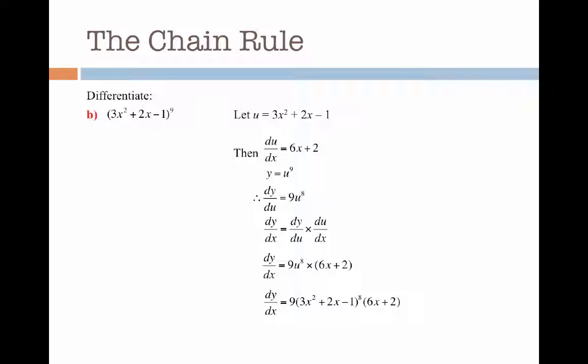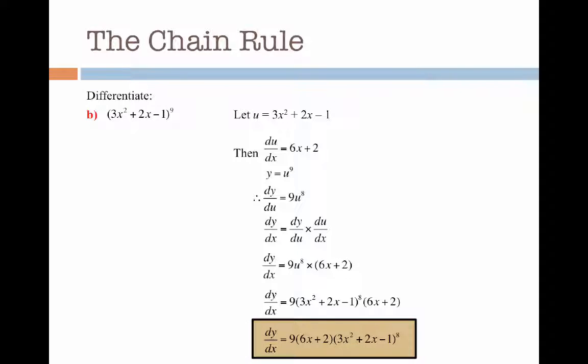This gives us dy dx as 9 times 3x squared plus 2x minus 1 to the power of 8 times 6x plus 2. Now generally what we want to do is write the largest power at the end of our answer. So as a final answer, I'm just going to change those two binomials over and get dy dx equals 9 times 6x plus 2 times 3x squared plus 2x minus 1 to the power of 8 as my final answer.